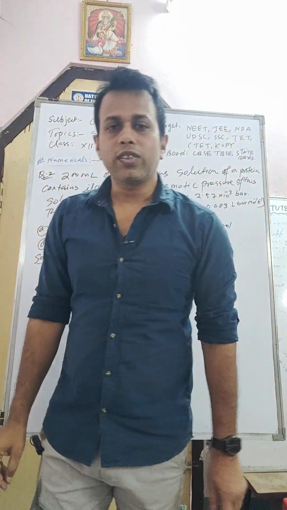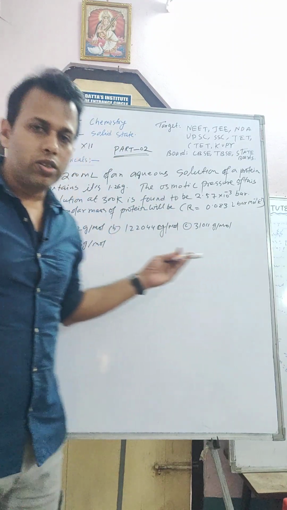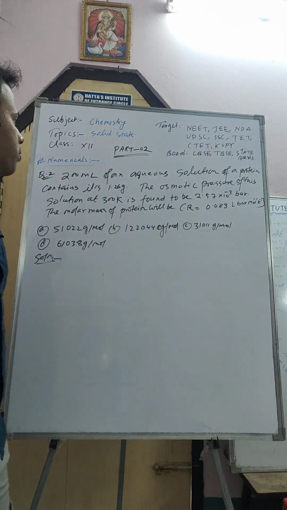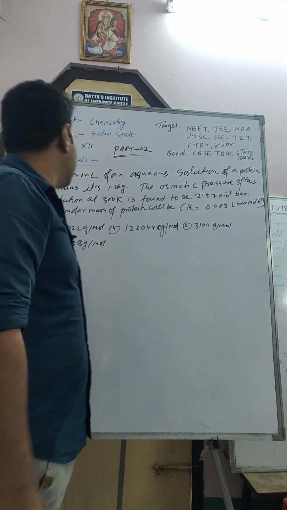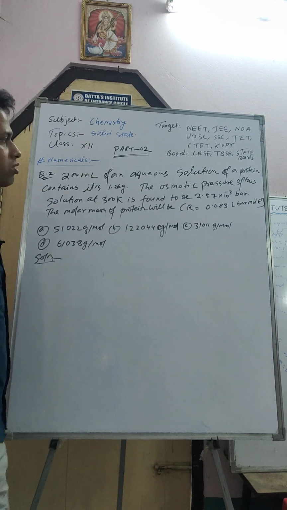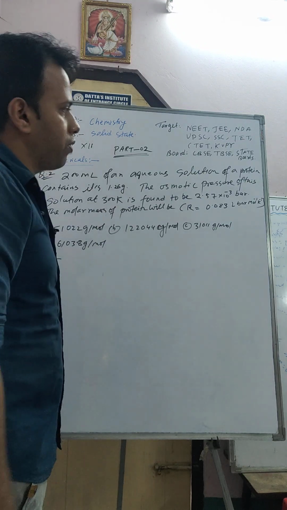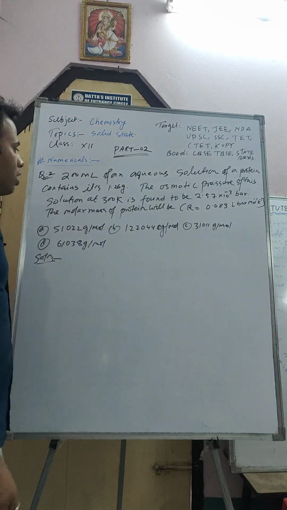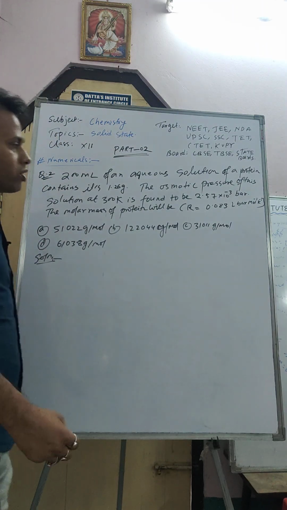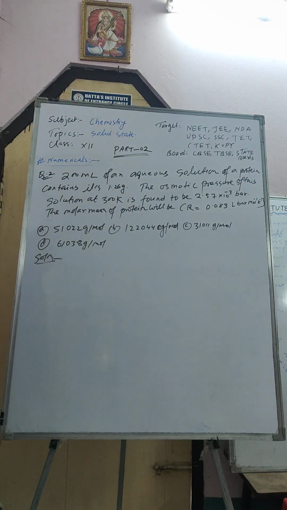Okay. Our next question is like that, that is question number 2. 200 ml of an aqueous solution of a protein contains 1.26 gram. The osmotic pressure of this solution at 300 K is found to be 2.57 into 10 to the minus 3 bar. The molar mass of protein will be, so what will be the molar mass of the protein? We have to find out.